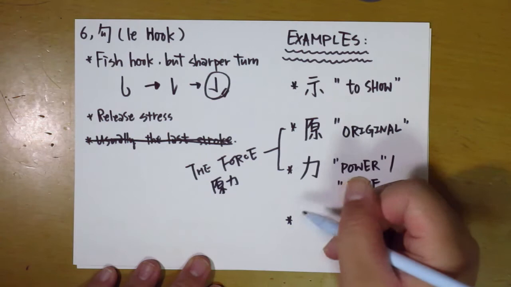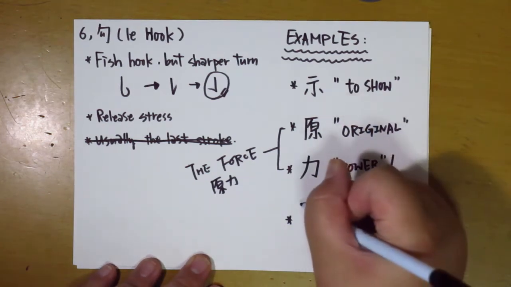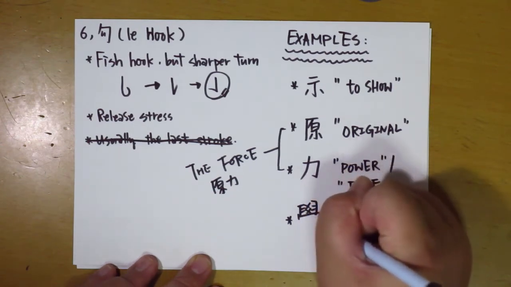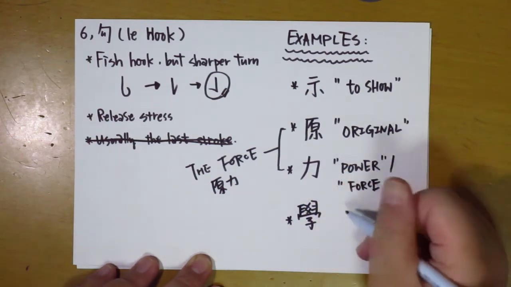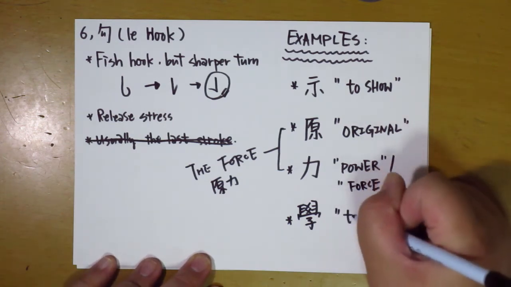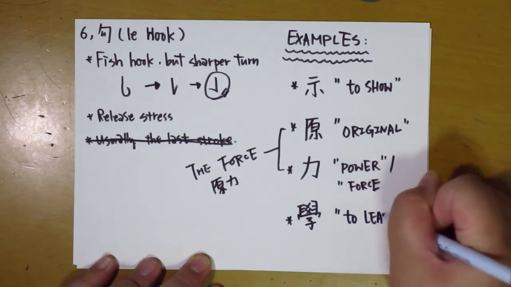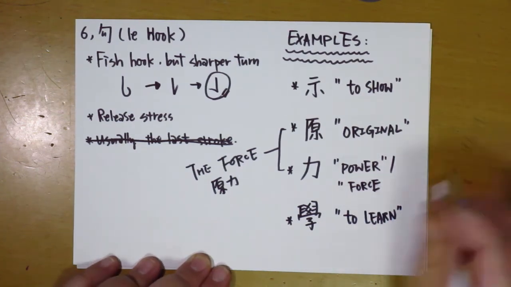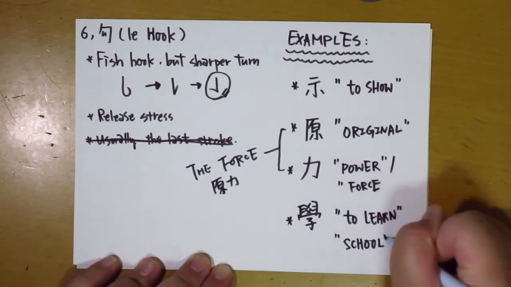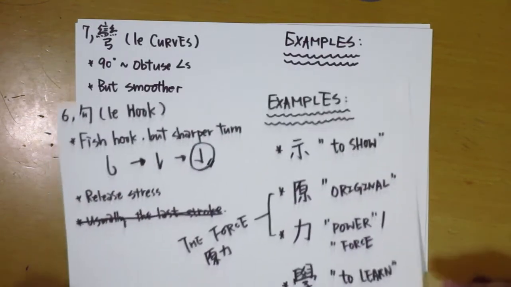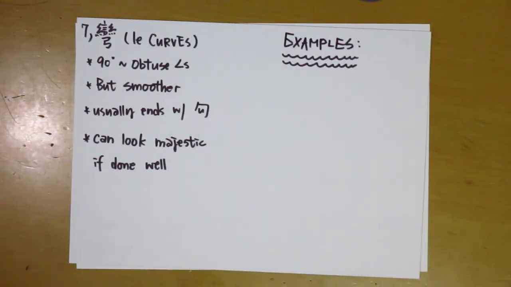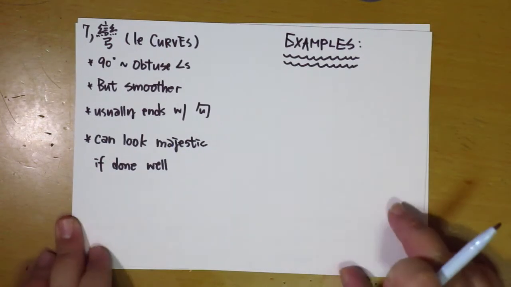The last example here is, this one is quite complex. Yep, Ho. It means to learn. Thus, it can mean school as well. So we have the hook and we have the curves.